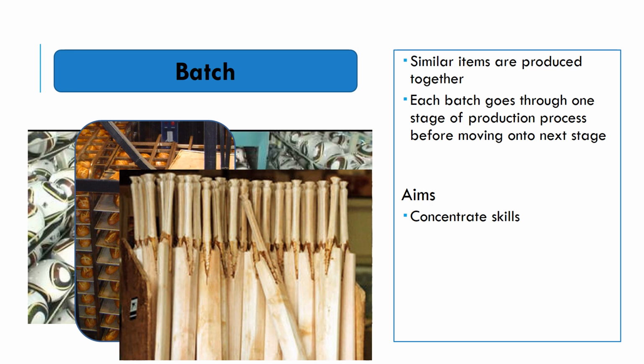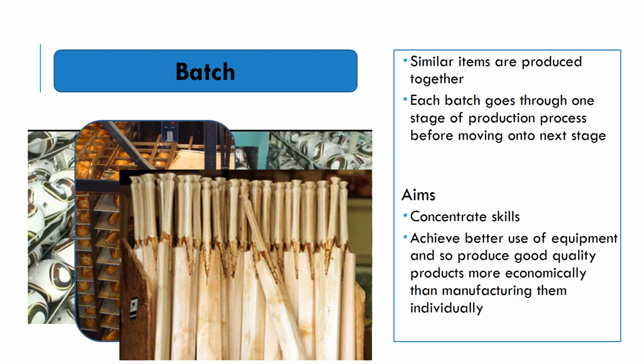Well, you can apply your workforce at each stage of the production process to concentrate their skills. You also may achieve better use of equipment and so produce good quality products more economically than manufacturing them individually. It may be a better use of equipment to do several buns in a row in one oven than each time you want to make a bun, doing it individually in the oven.